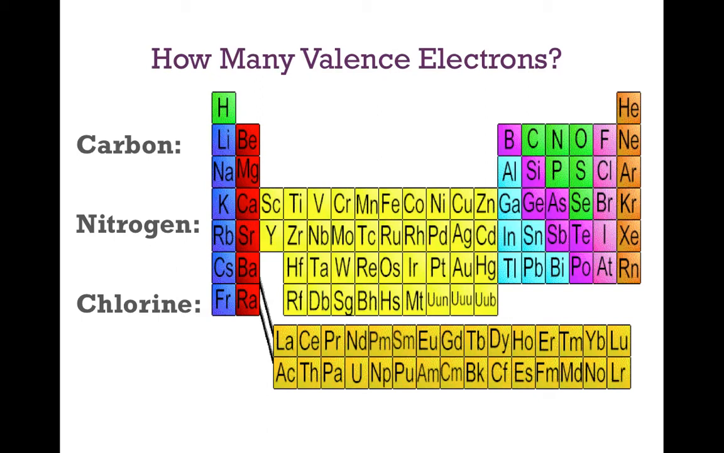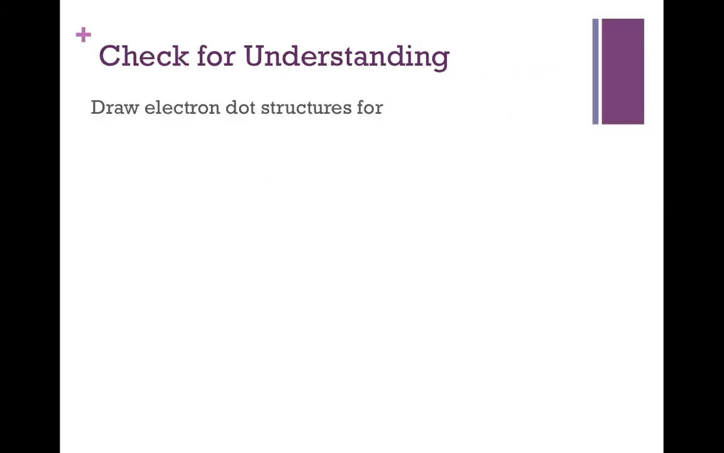Okay, so you should have gotten these answers. Carbon is in the 1, 2, 3, 4th column, so it has 4. Remember, we skipped the transition metals. Nitrogen is in 1, 2, 3, 4, 5, right here. And then chlorine is in 5, 6, 7, down here. Draw the dot electron structures for an element. So remember, for chlorine, it has 7, and that is how we write 7 valence electrons in dot structure form.